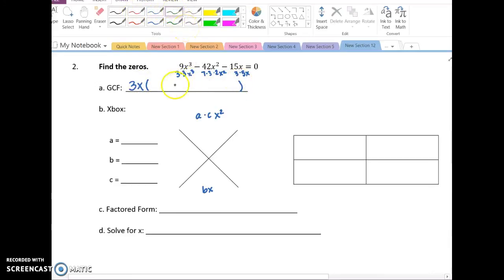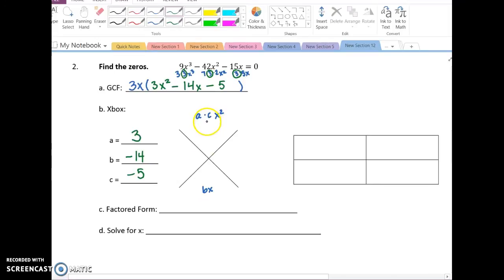And then I'm going to write what's left, so that'd be 3x squared and 14x, but it's negative, and then 5, and that's negative as well. Okay, so my quadratic is 3x squared minus 14x minus 5, which means a, which is the number in front of x squared, is going to be 3. B, which is the number in front of x, is going to be negative 14. And c is going to be negative 5.